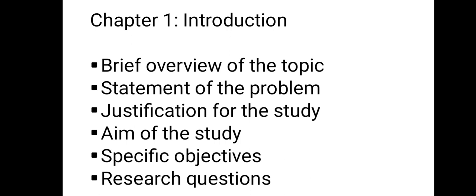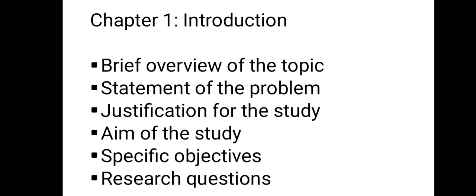The introduction is usually the first chapter of a thesis. Under the introduction, there are things that make up that chapter. First, you need to have a brief overview of the topic that you are writing a thesis on. So you have to make a brief introduction on the topic that you have chosen to write your thesis on. And after a brief overview, there is what is called the statement of the problem.